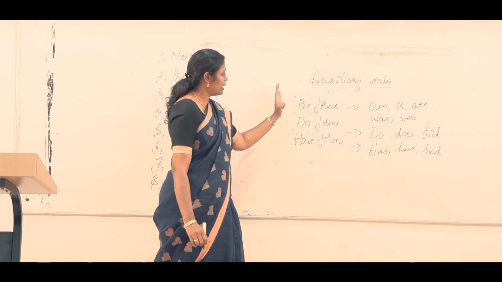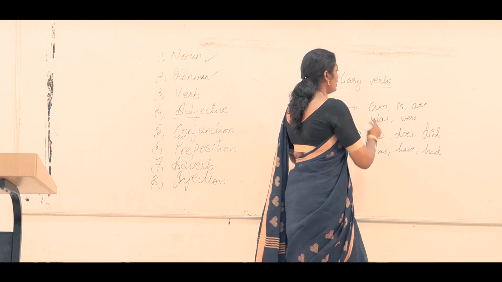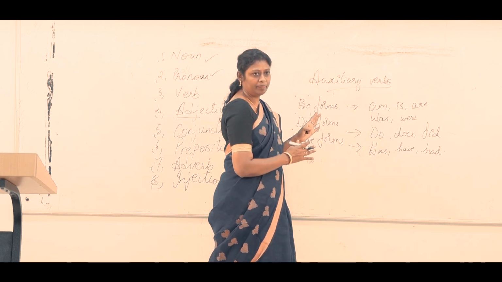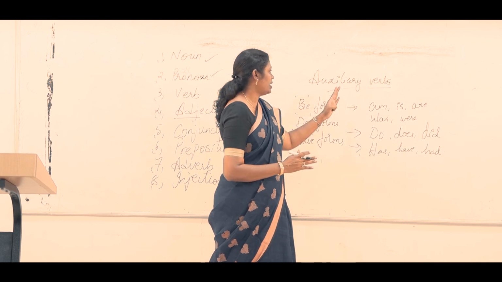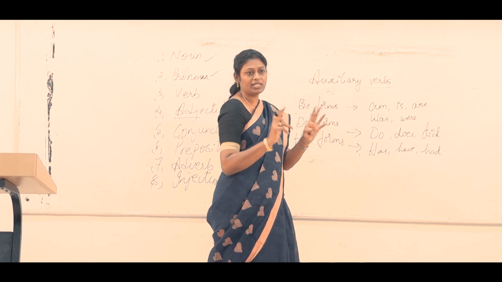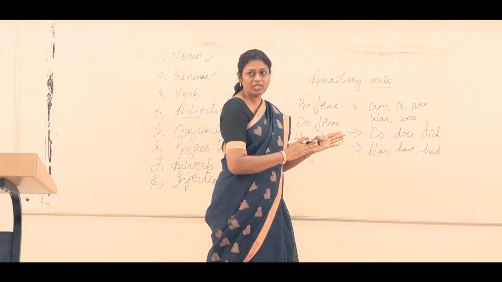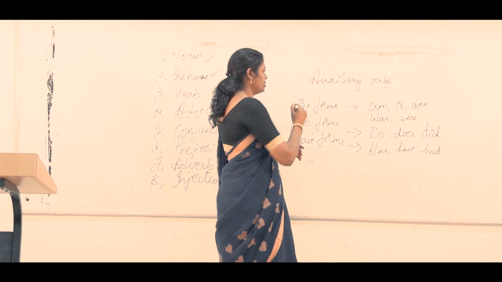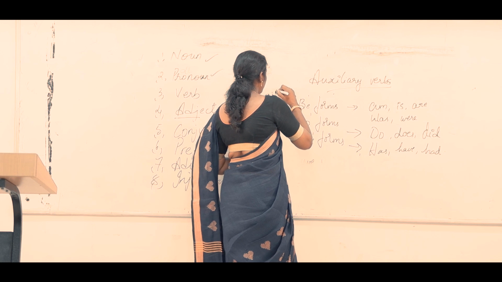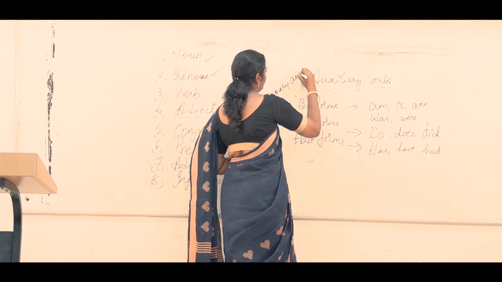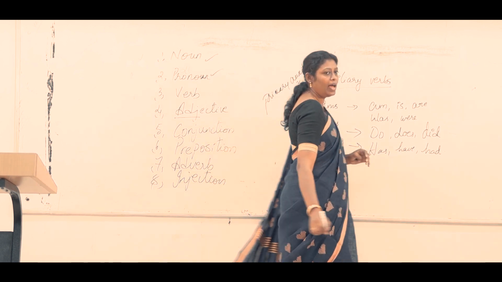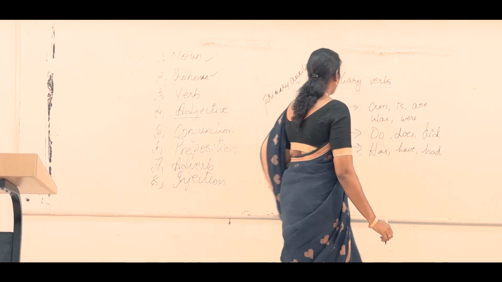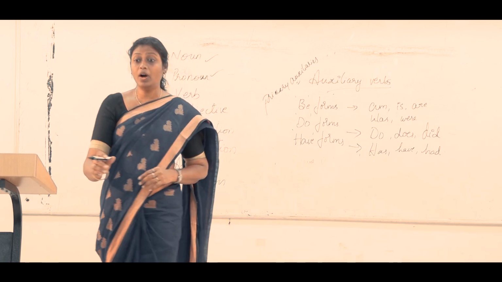Now when we look at the next part, these are called primary auxiliaries. As I said, auxiliary verbs can be classified into two: primary auxiliaries and modal auxiliaries. So these are called primary auxiliaries. And the next one is modal auxiliaries. I think all are aware of modal auxiliaries.